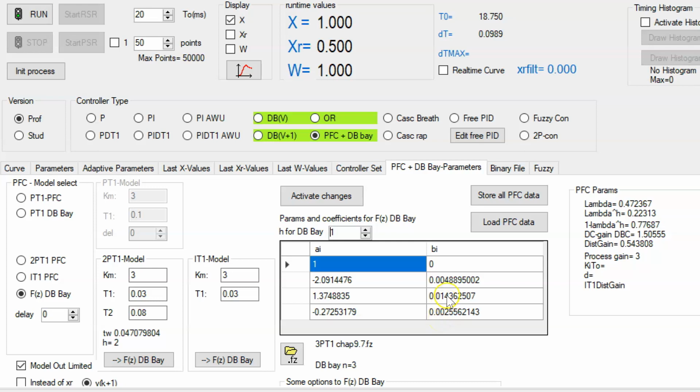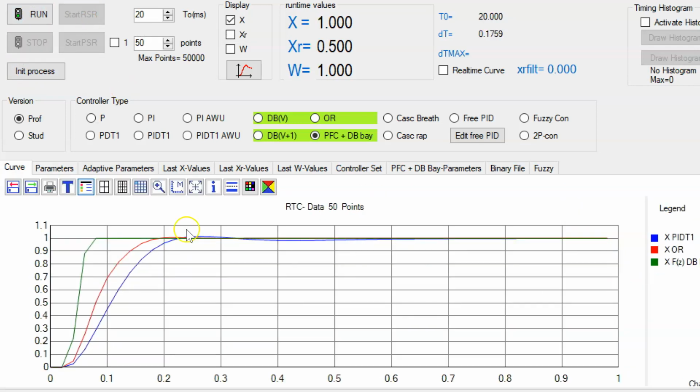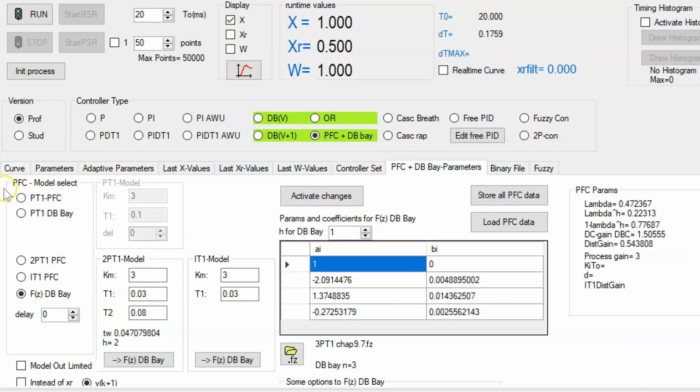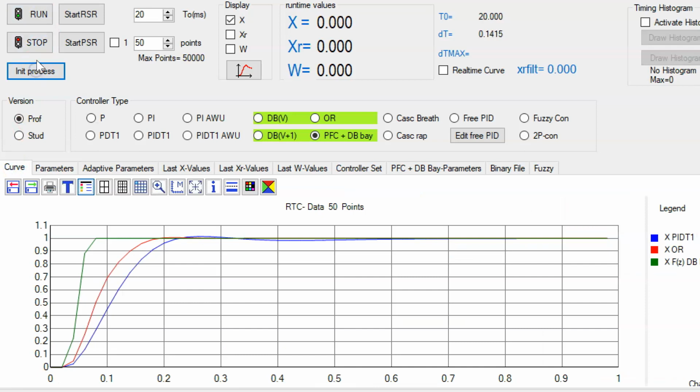So this should run now. And I first show you that this is as fast as a deadbeat controller. This can be shown by disabling the limit values. Run, init, start. You see, after 4 steps, after 80 milliseconds, I reach my goal. Now I activate the limitation with 10 volt, and I run this controller, and you see the result is a small delay, but no overshoot, no undershoot, nothing else than a very fine resulting curve of this controller.